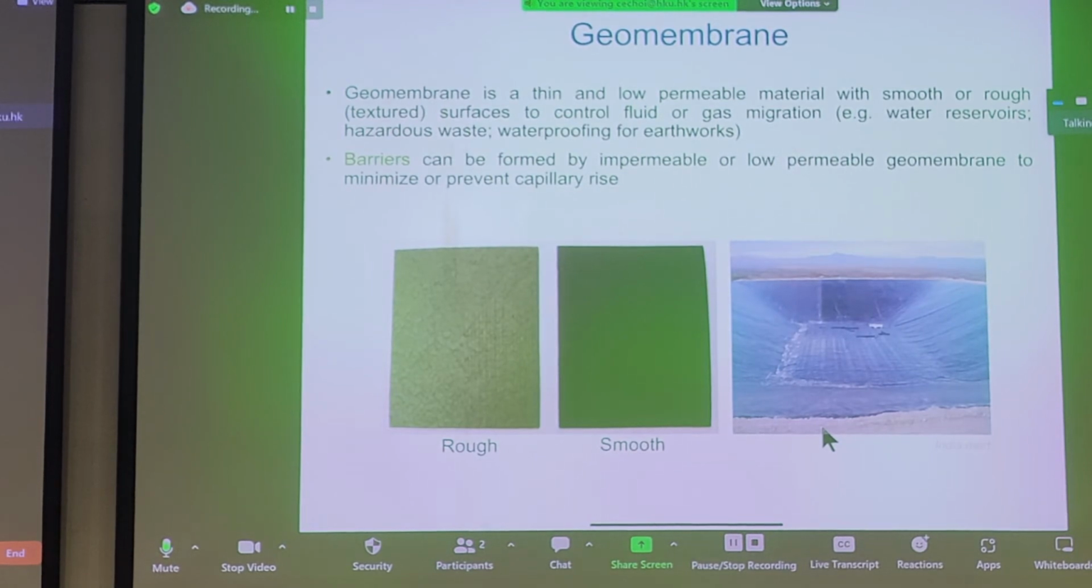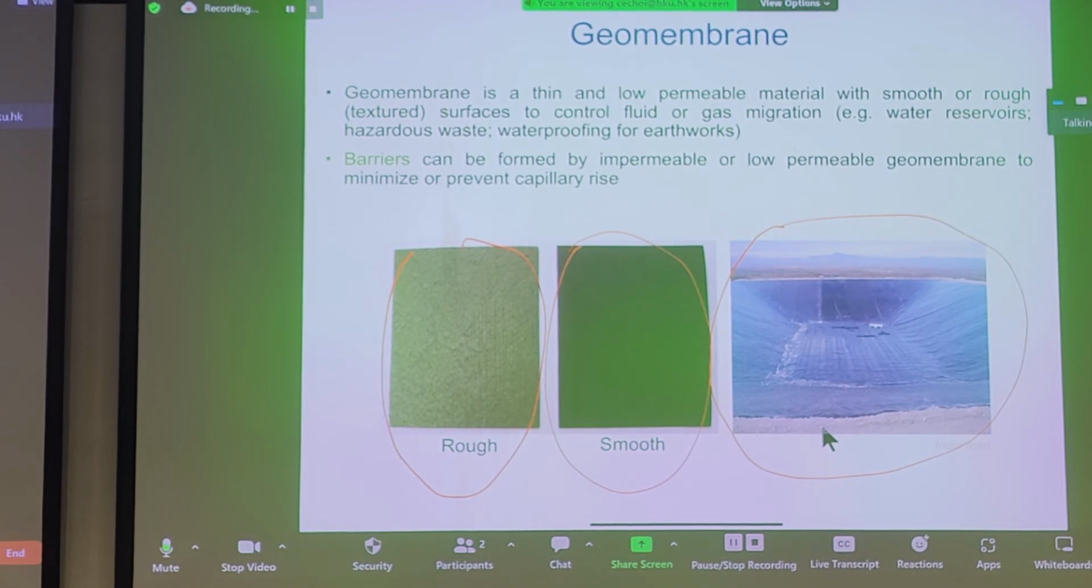Geomembrane, as the word membrane denotes, is something impervious. It's almost meant to be a barrier. In this case, you have different textures. There's a rough and smooth membrane. Here looks like some sort of pit to store contaminated material. We put this lining on and we try to minimize infiltration of whatever we place. Could be waste, leach it into the ground.